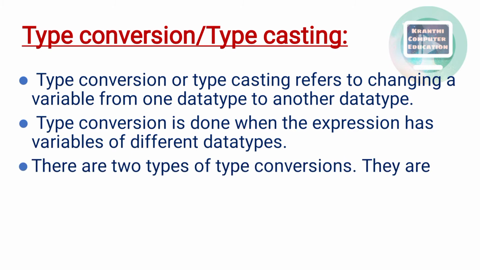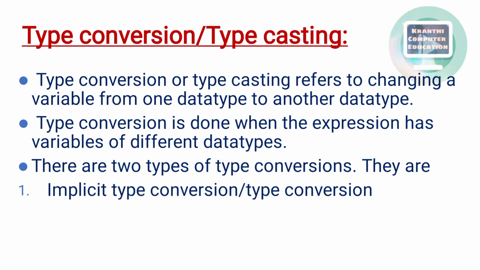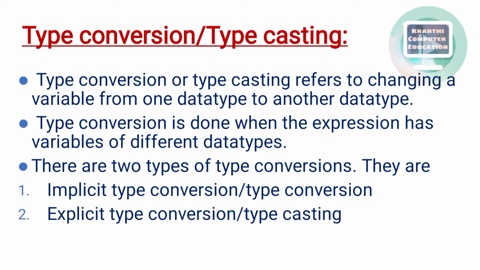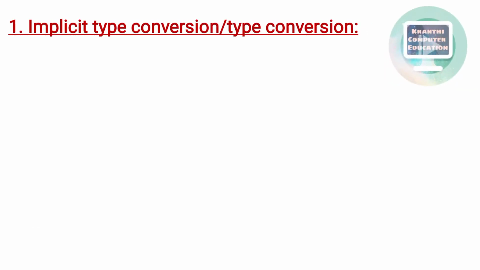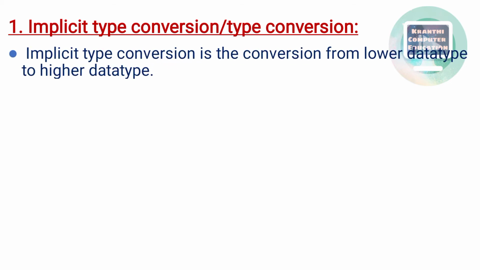There are two types of type conversions. Number one, implicit type conversion or type conversion. Number two, explicit type conversion or typecasting. Let's see these two individually and in detail. First, implicit type conversion. This implicit type conversion is also called type conversion here. Implicit type conversion is the conversion from lower data type to higher data type. So, if you convert a variable from the lower data type to higher data type, then that conversion is called implicit type conversion.